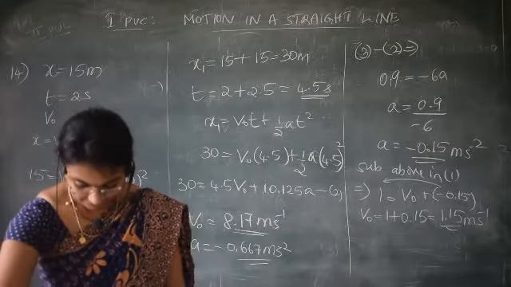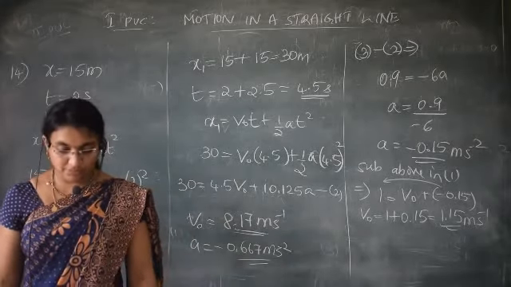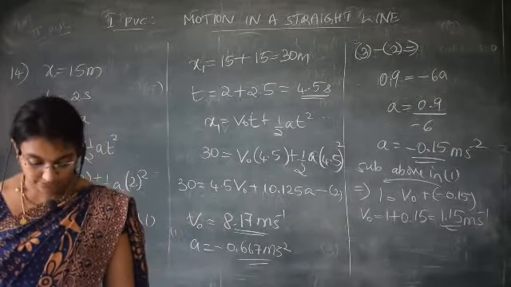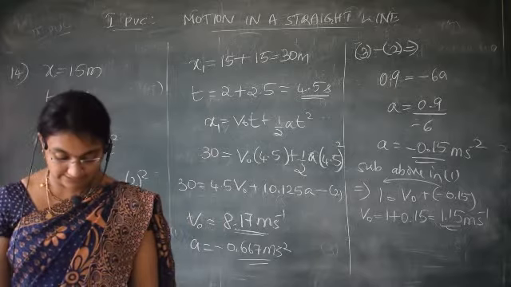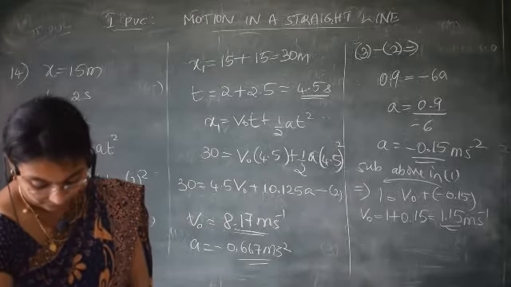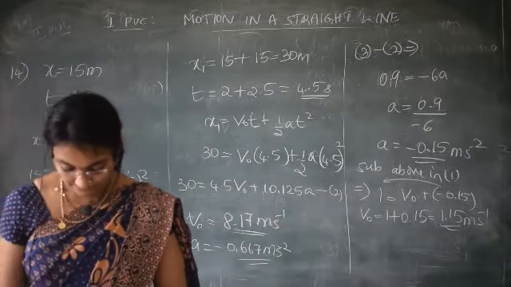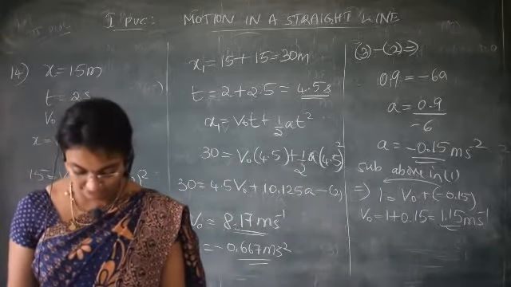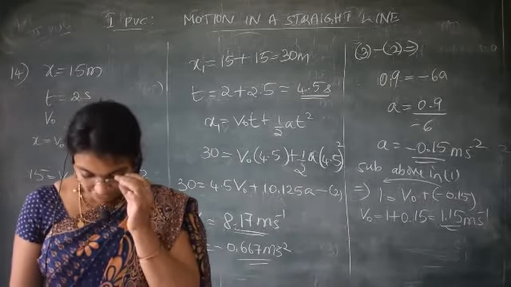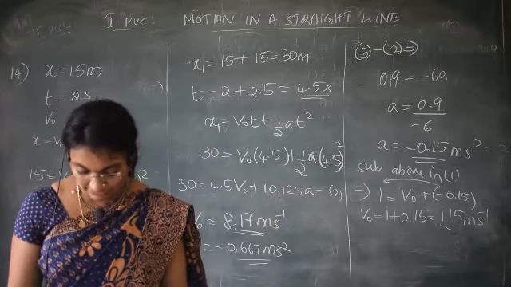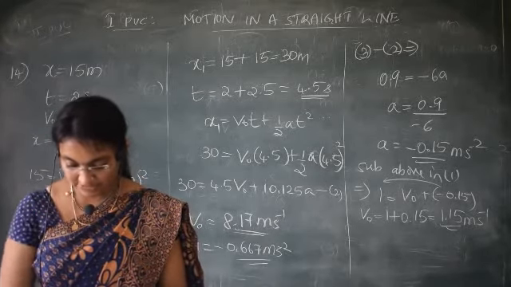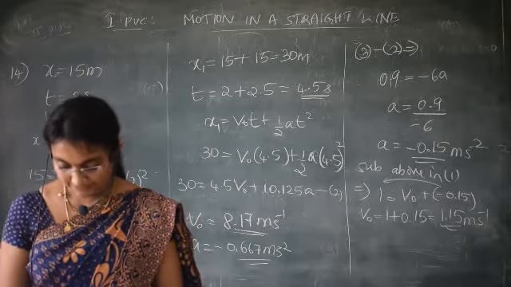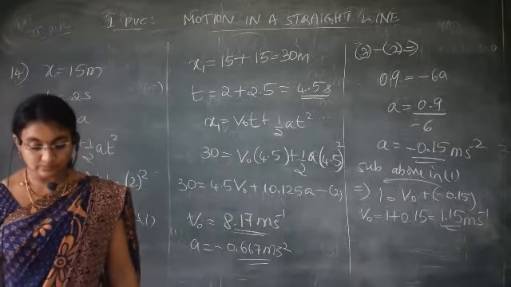A stone is dropped from the top of a tower 96 meter tall. At the same instant, another stone is thrown vertically upwards from the foot of the tower with a velocity of 24 meters per second. When and where will the two stones meet? You have to say when and where the two stones meet. Okay?